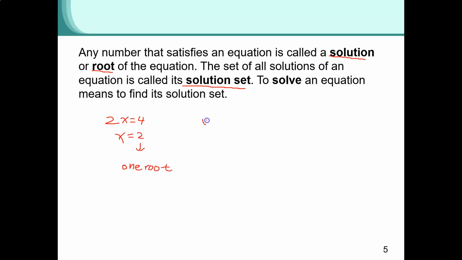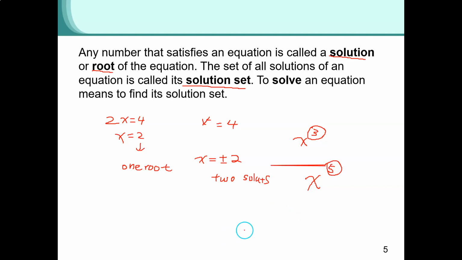When you have x squared equal 4, so x equal plus or minus 2. So you have two solutions, two roots. When you have x to the power 3, your solution set will have 3 solutions. X to the power 5, you will have 5 solutions. So the degree indicates how many solutions you will have.